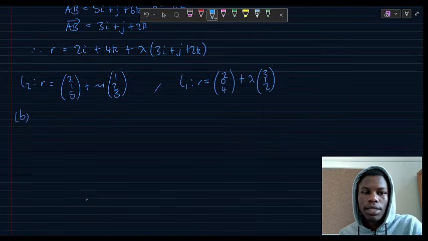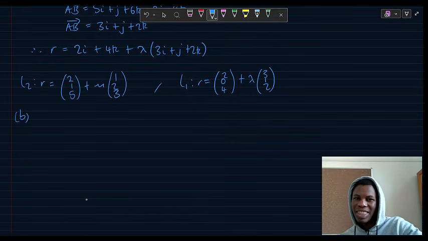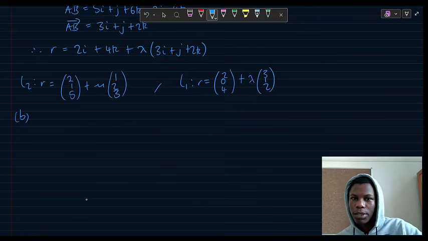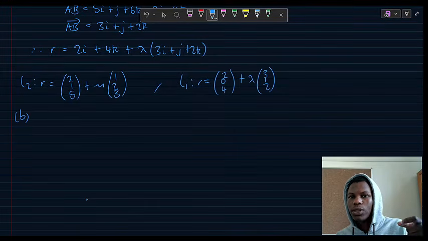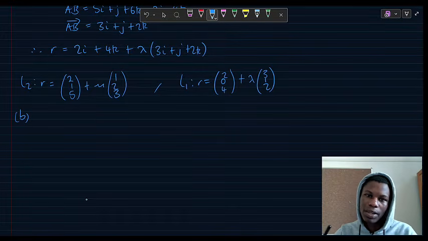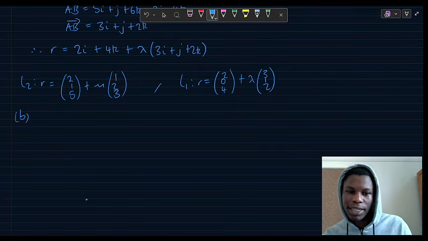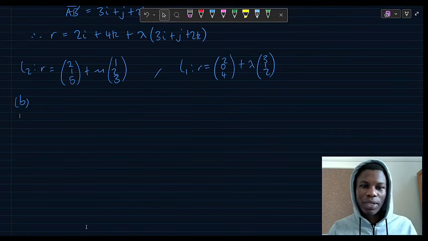Okay. So what we want to do is initially solve these equations simultaneously. And you'll see that we get a set of 3 equations. We'll use 2 of the equations to find what lambda and mu are. And then we'll test whether those values of lambda and mu satisfy the third unused equation. If they do satisfy the third unused equation, then it means our lines intersect. If they don't satisfy that third equation, our lines do not intersect. Do not worry if the big picture does not make sense. We'll go through it step by step.